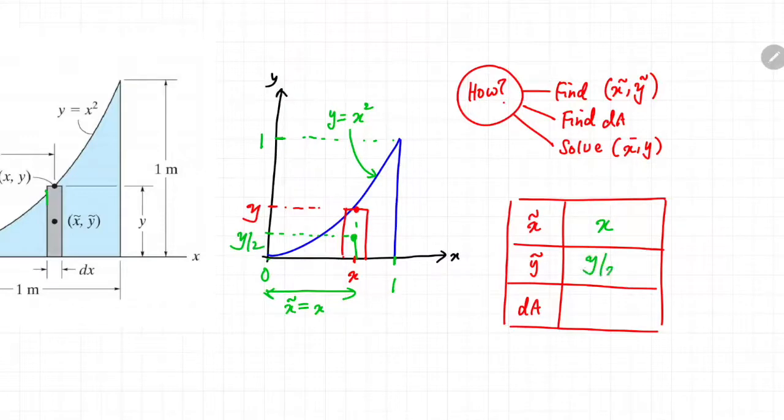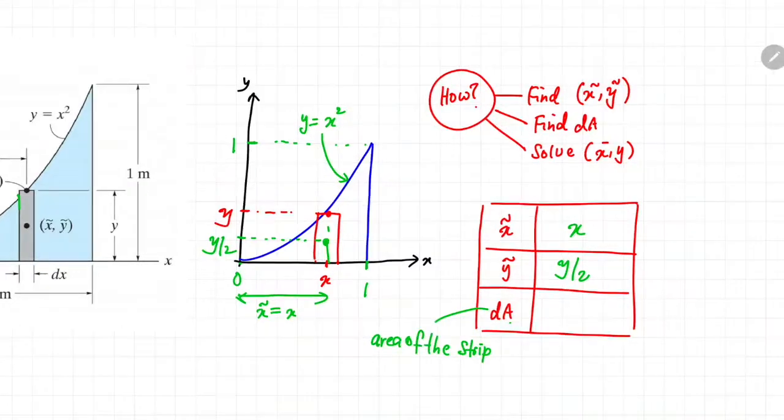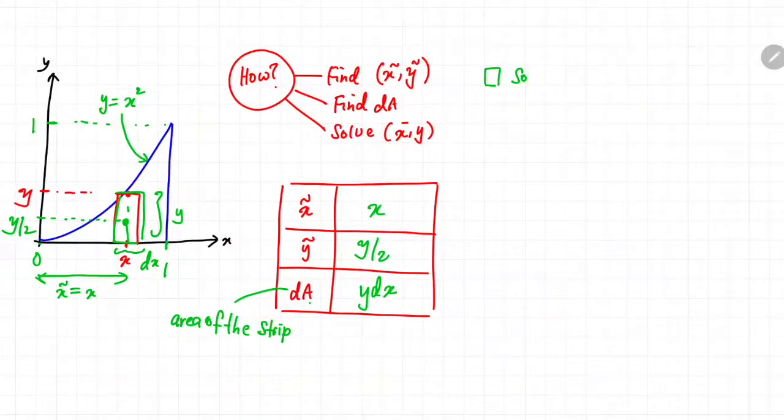Okay, how about dA? dA is actually the area of the vertical strip to represent the particle basically. If you recall, the height of this vertical strip is y, and the length of this vertical strip is dx. So therefore, the area of this vertical strip would be length times width, or you can also write it as y dx. Okay, now we have enough information to solve for the x bar and y bar.